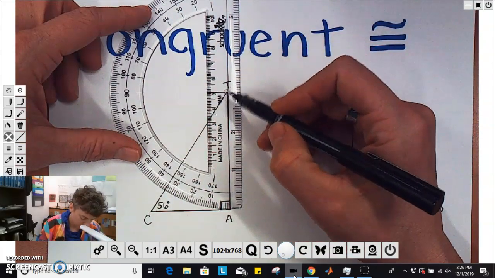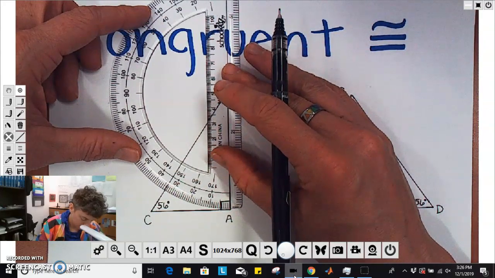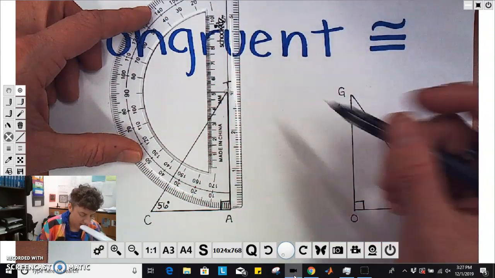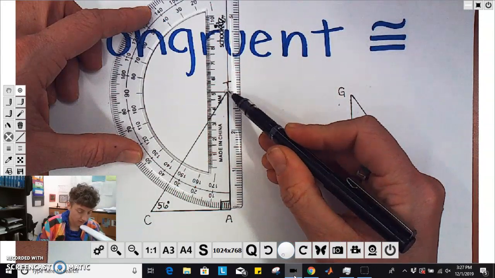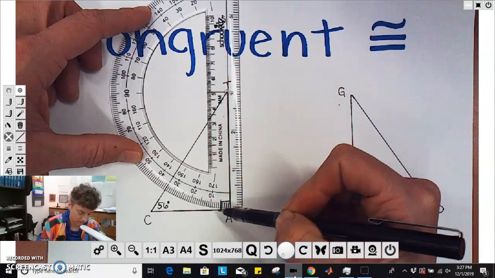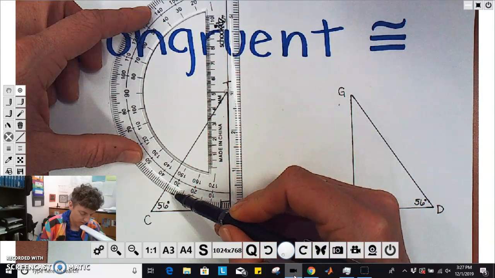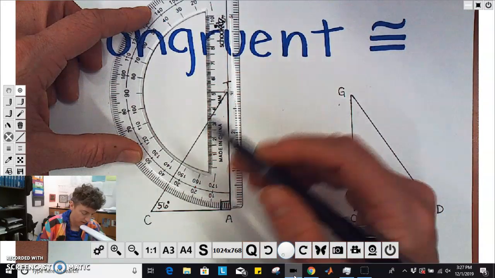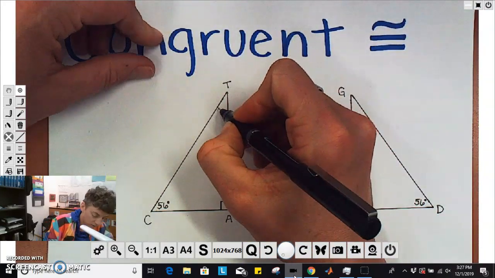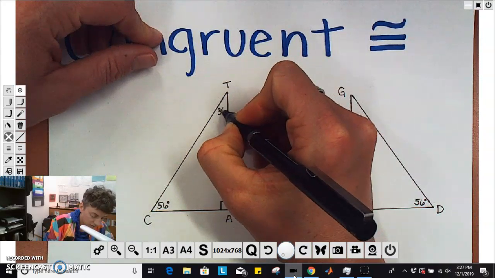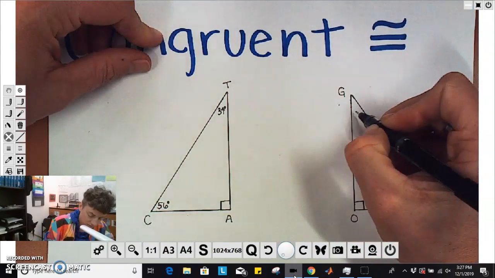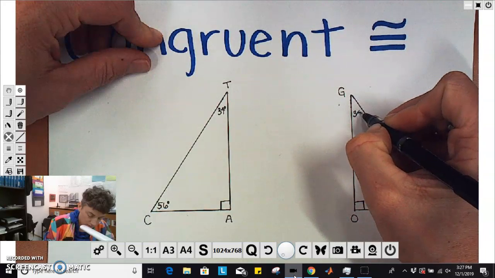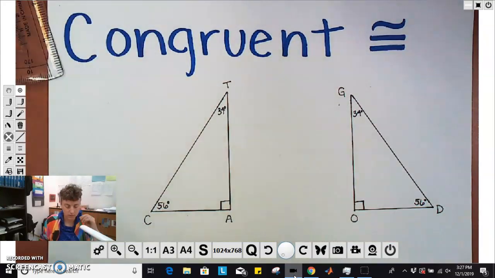Center. Man, it's cool when this stuff works out. Center. 0, 10, 20, 30, 1, 2, 3, 4. 34 degrees, suckers. That's right. You're also going to be 34 degrees, because you have to be to add up to 180.